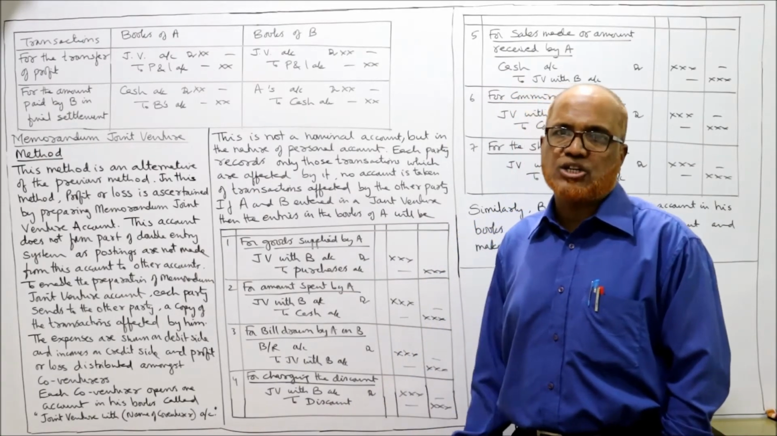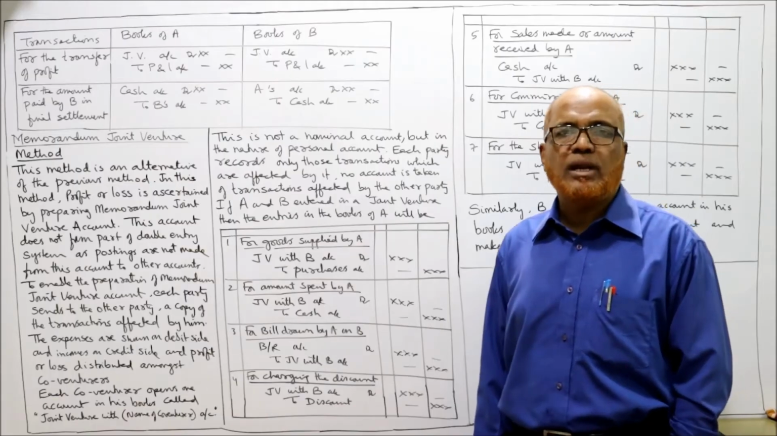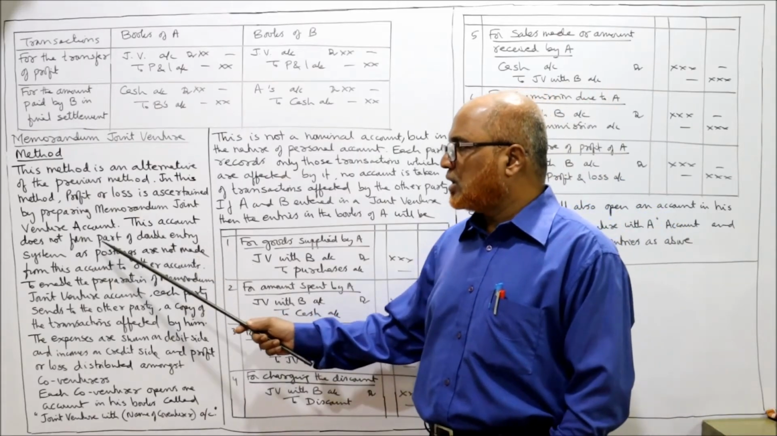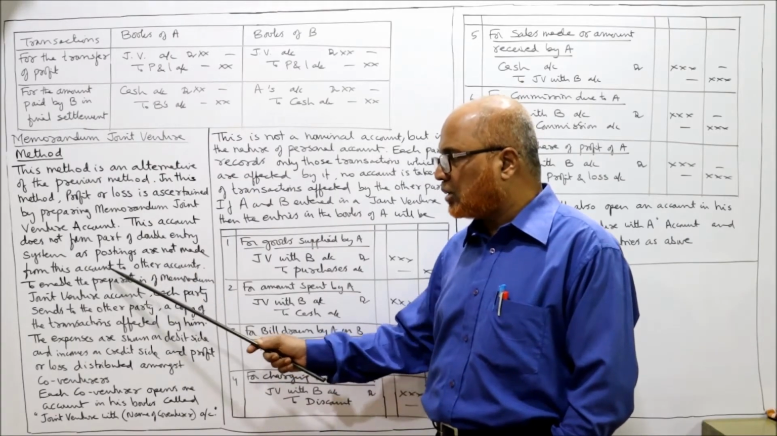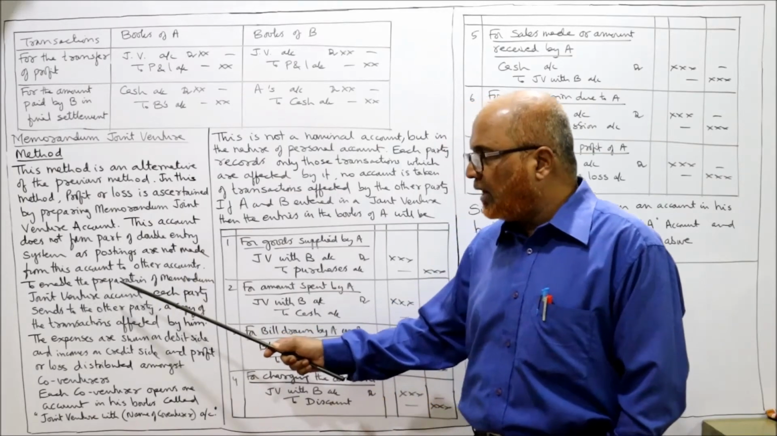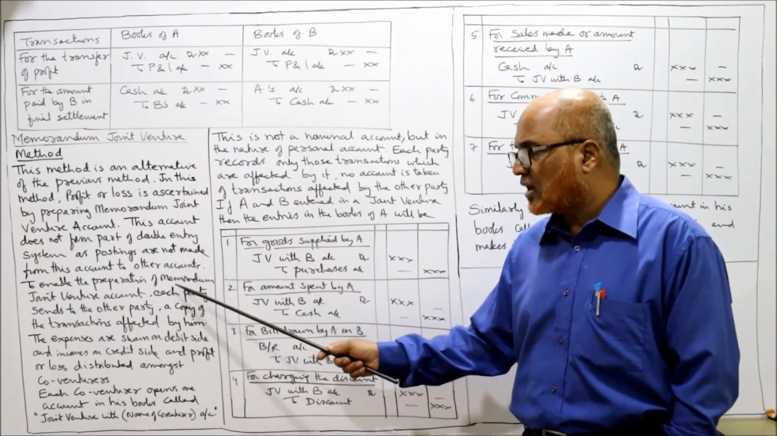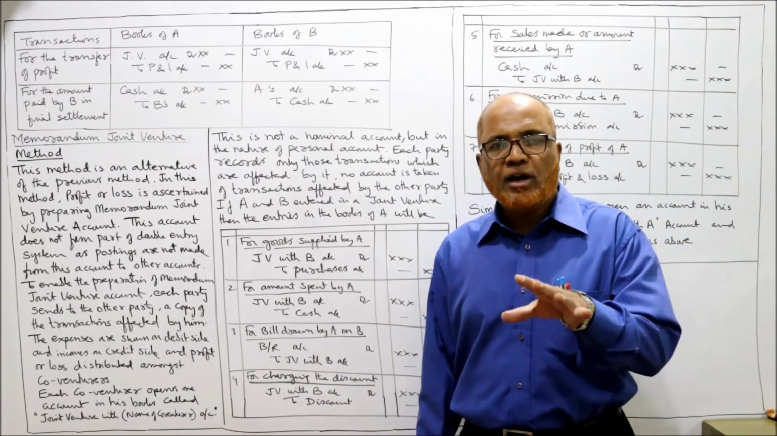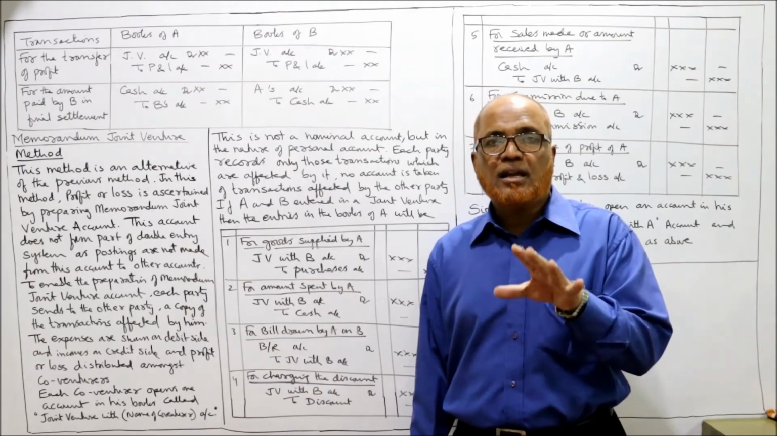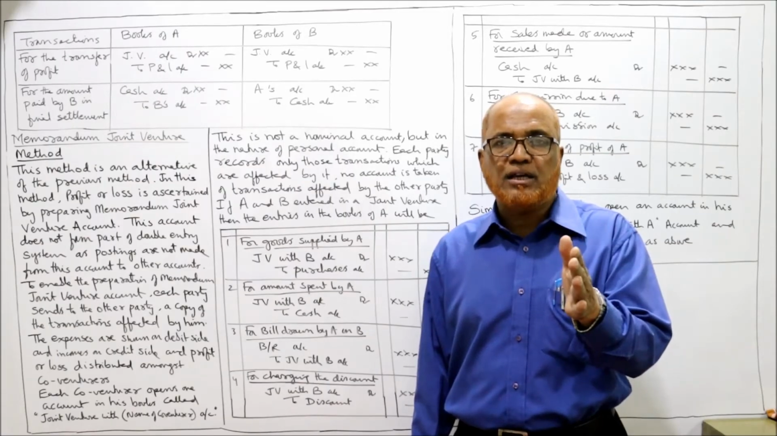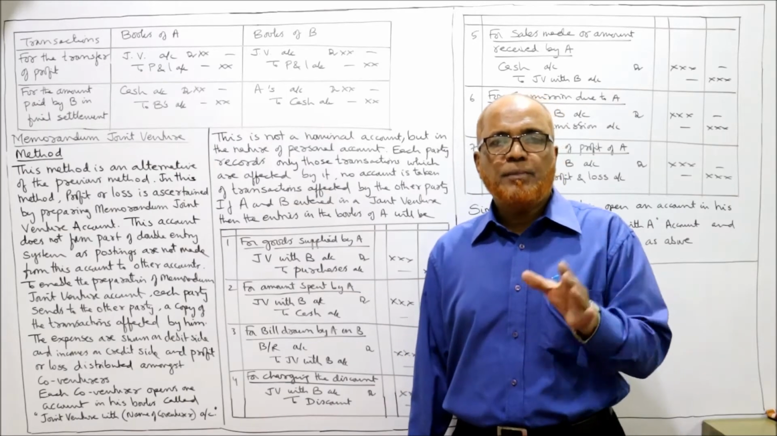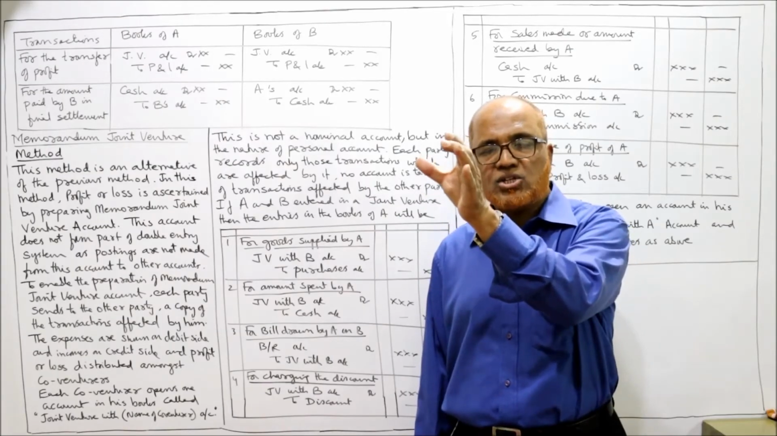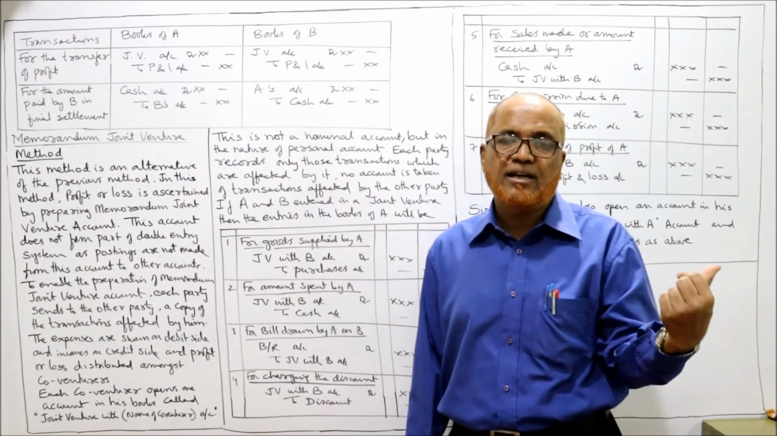This memorandum joint venture account is only a summary of transactions, not an account in the true sense. So this account does not form part of the double entry system, as postings are not made from this account to other accounts. To enable the preparation of the memorandum joint venture account, each party sends to the other party a copy of transactions affected by it. To make this memorandum joint venture account, the transactions affected by each party must be sent to the other party. That means all the transactions conducted by B must be sent to A, and all the transactions conducted by A must be sent to B.